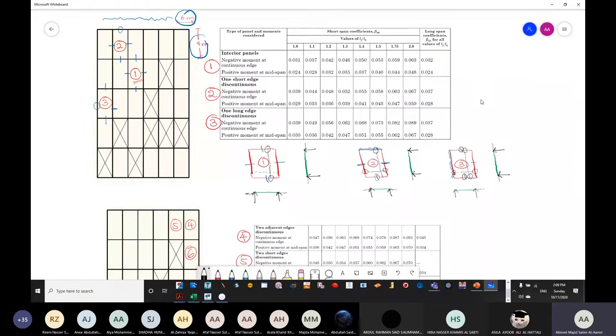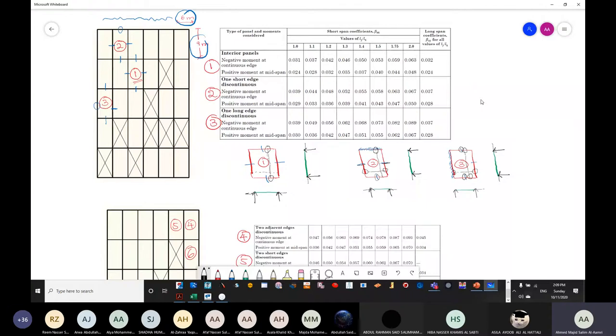Are we okay with the drawing? Are we fine with this drawing that I have drawn for you? Okay, so it's very simple. It's a matter of continuous, discontinuous. Now we'll try to go and draw.